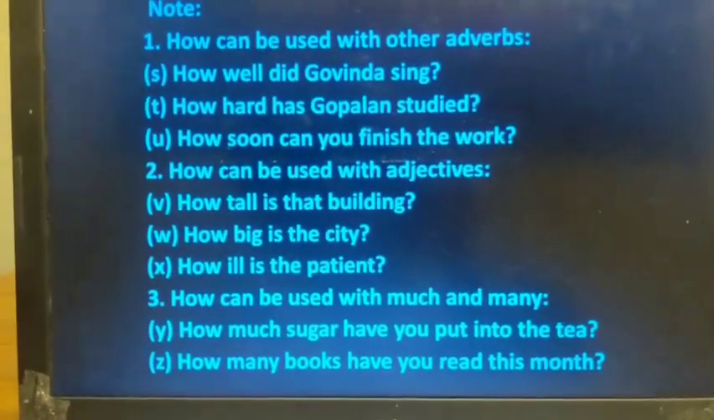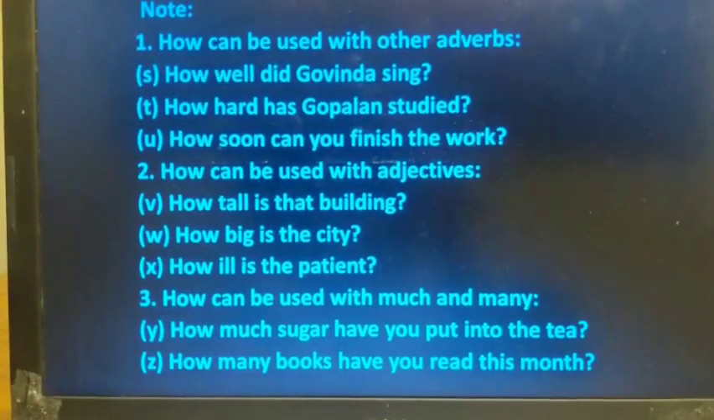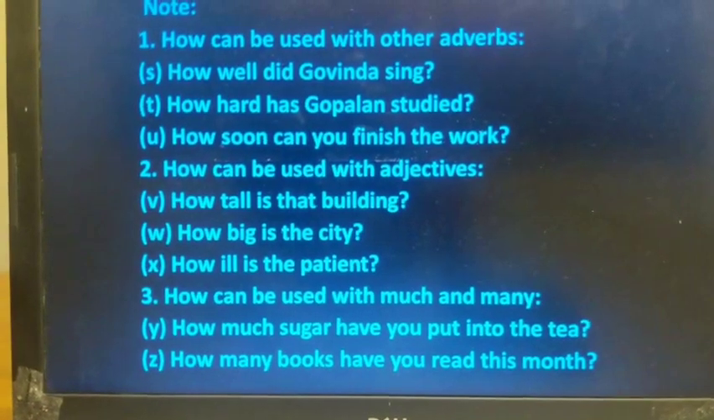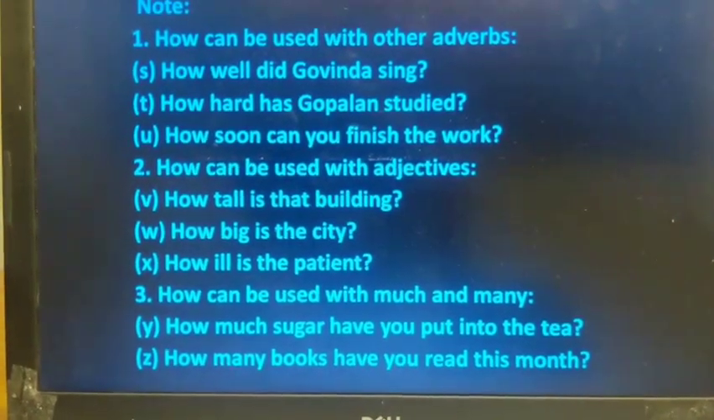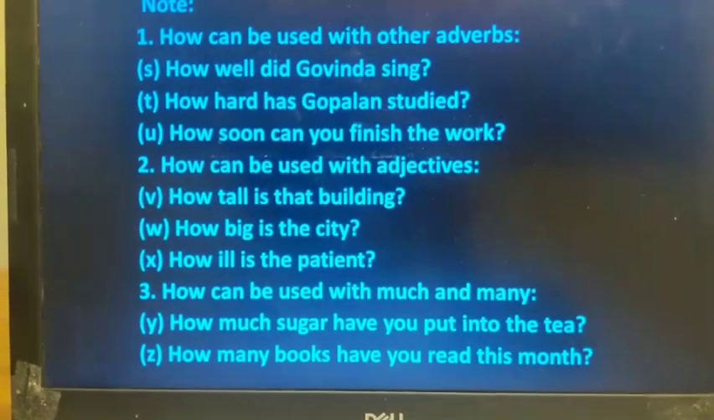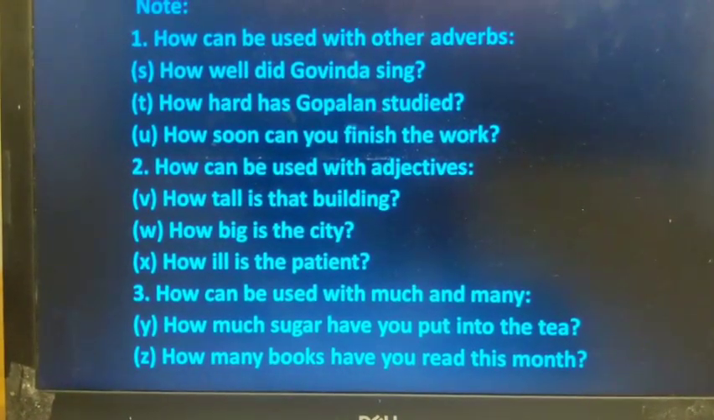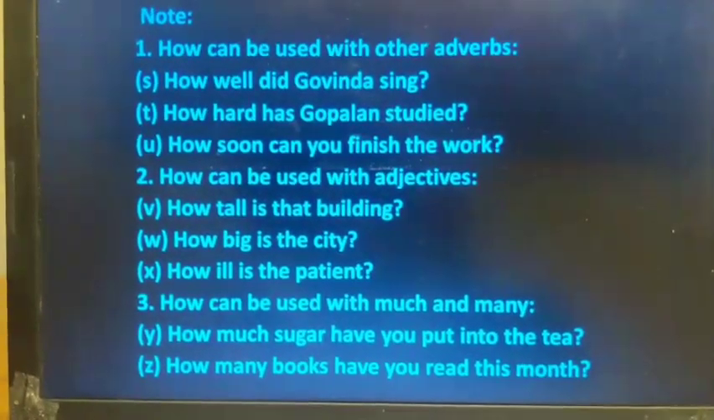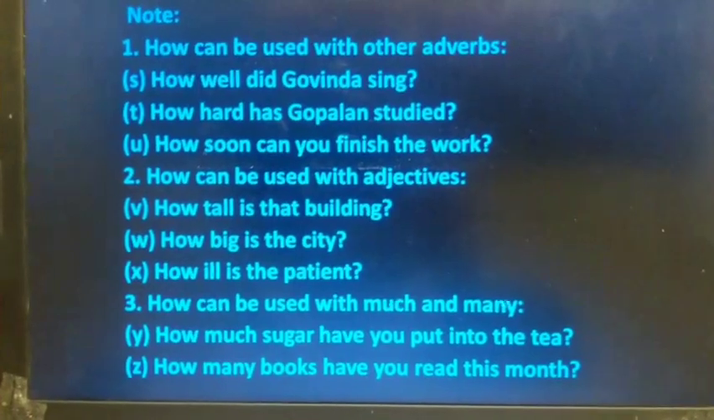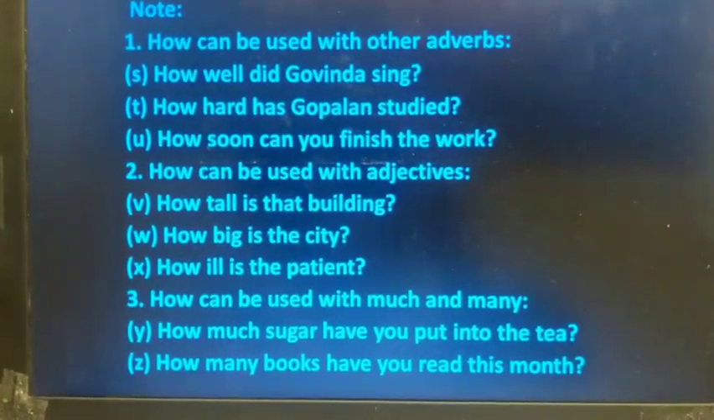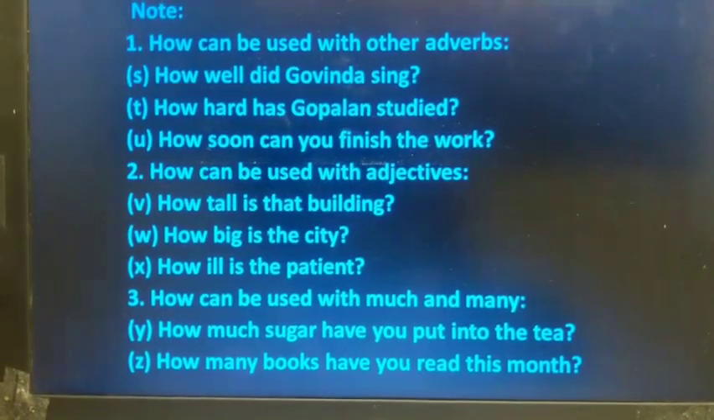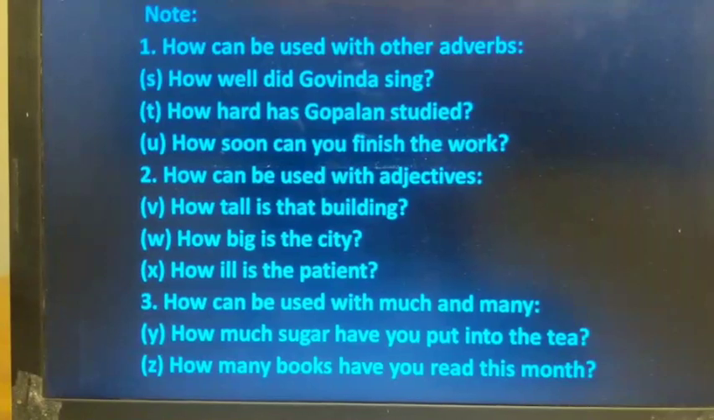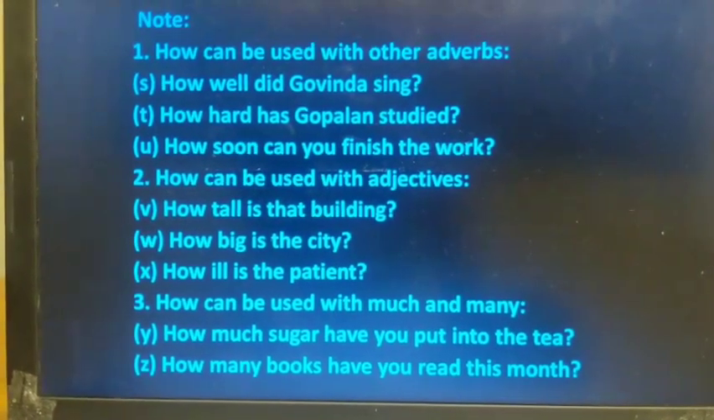How hard has Gopalan studied? Again, students, studied is the verb over here, hard is the adverb, and how is the interrogative adverb, helping us ask the question to know how Gopalan has studied. Next one: how soon can you finish the work, right? Finish is the verb over here. The word how is helping us understand how soon, with what speed, can you finish. So how is the interrogative adverb.